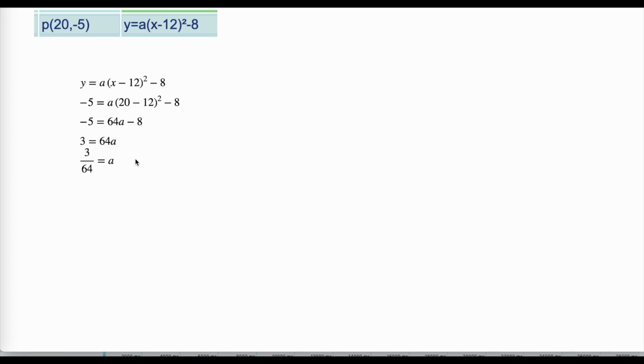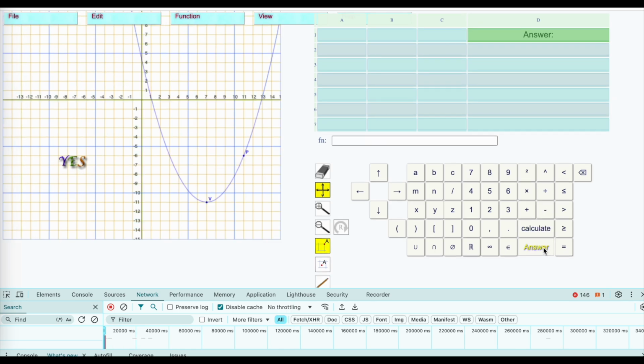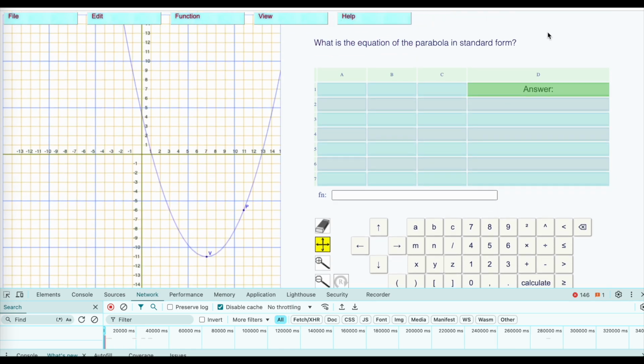Let's go back into our program. 3 on 64, 3 over 64. And then press enter to see if we're right. Yay. And that is it for level number 2.